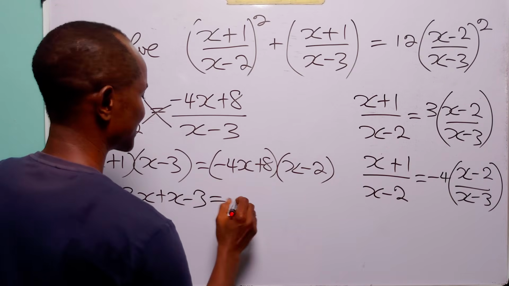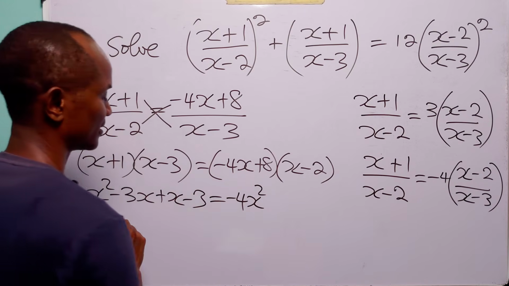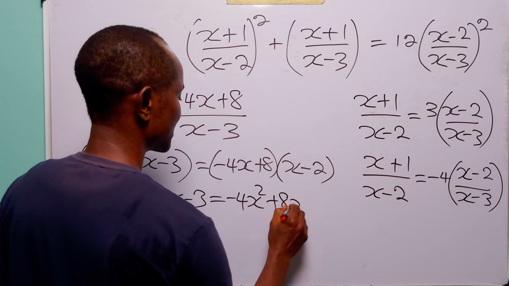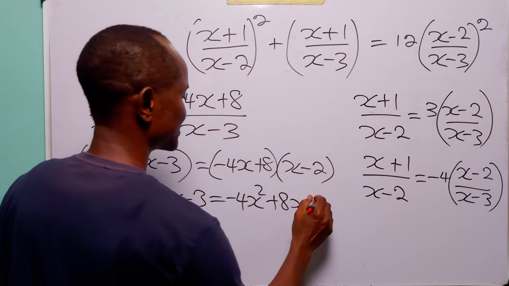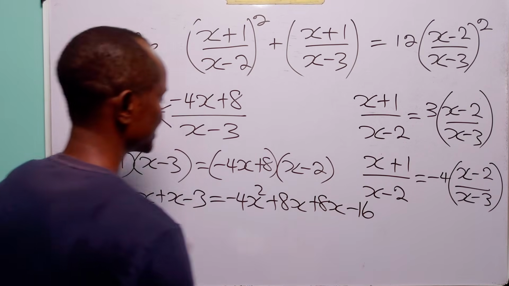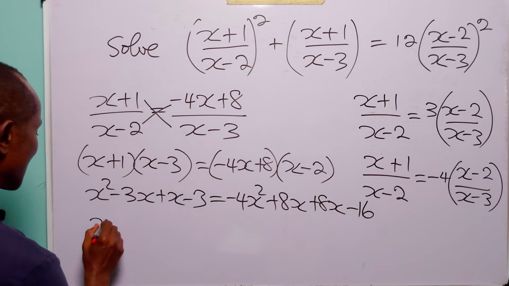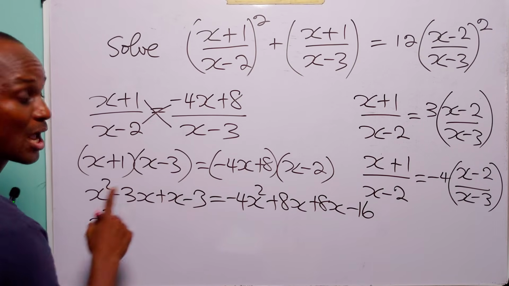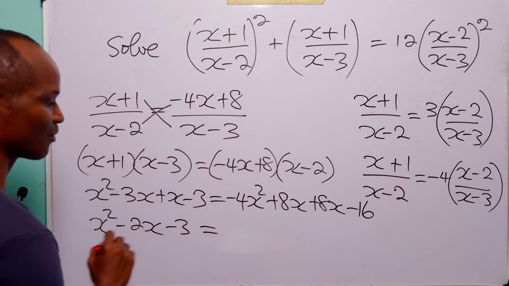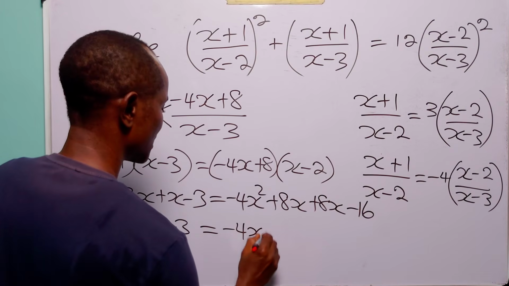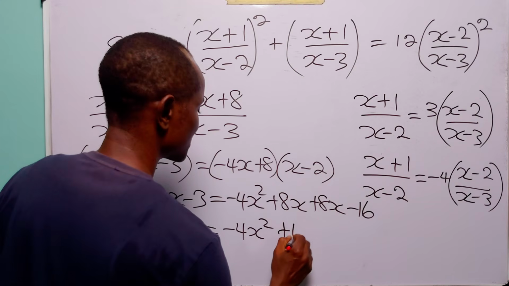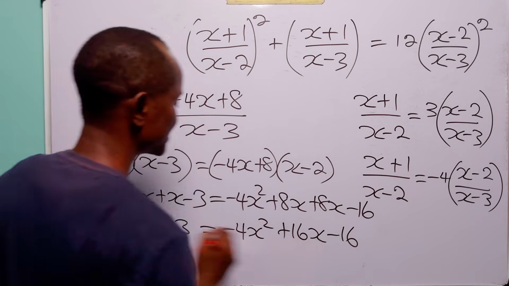Minus 4x times x is minus 4x squared. Minus 4x times minus 2 is plus 8x. 8 times x is plus 8x. And 8 times minus 2 is minus 16. Here we have x squared minus 3x plus x is minus 2x minus 3. And this is equal to minus 4x squared plus 8x plus 8x is equal to plus 16x minus 16.